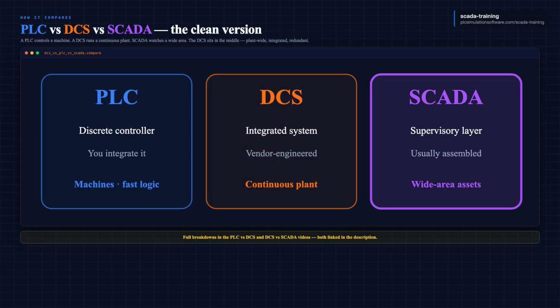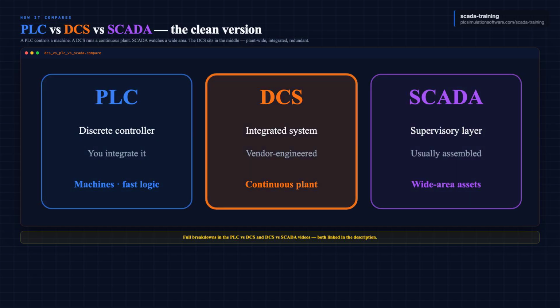A DCS sits right in the middle. Plant-wide, integrated, redundant, built for continuous control. That is the niche it owns.